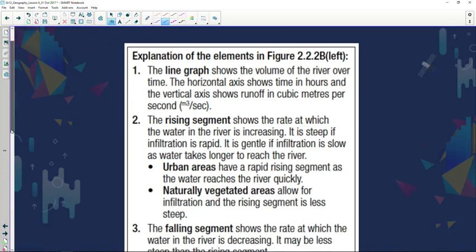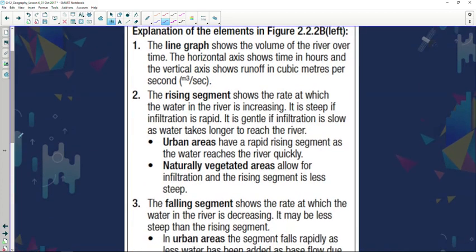like I've mentioned, they just give you an example. Urban areas, what's going to happen? That line graph is going to shoot up. Because why? Urban areas are covered with tar road surfaces, are covered with concrete surfaces. Is the water going to infiltrate? No. Why? Because it's impermeable. The water can't infiltrate over these tar road surfaces.